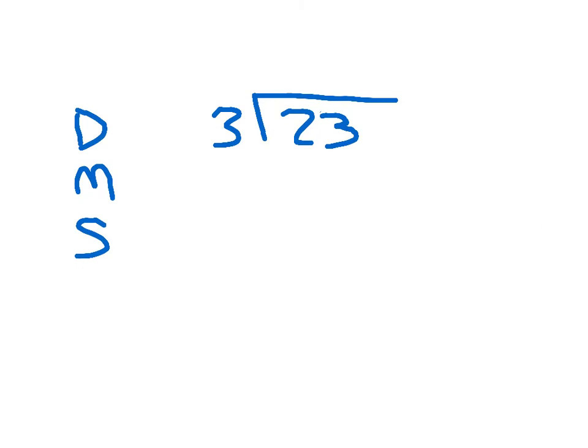Go ahead and copy this down. We've got 23 divided by 3. And write down D, M, and S for yourself, where we're going to divide, multiply, and then we're going to subtract.